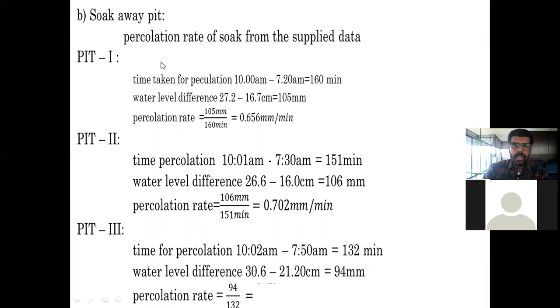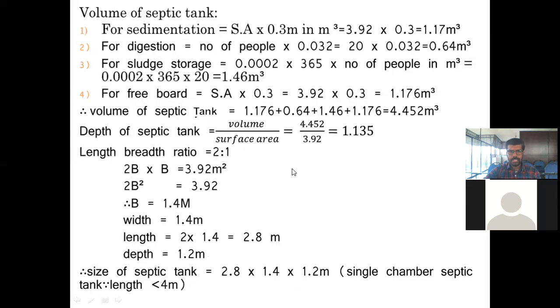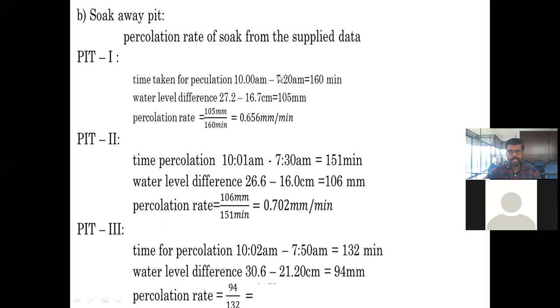So let's see the percolation rate of the soakaway from the supplied data. The time taken for percolation from 7:20 a.m. to 10 a.m. was 160 minutes. The difference of time is 160 minutes, because 1 hour is 60 minutes.